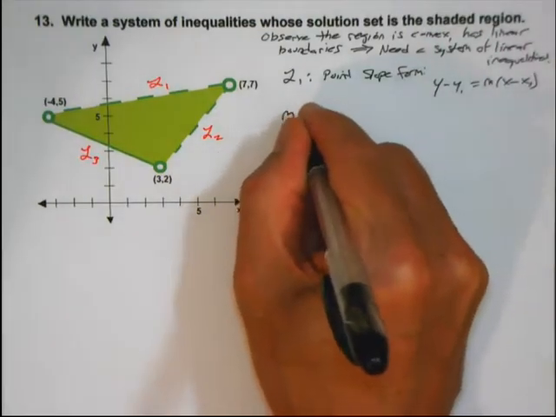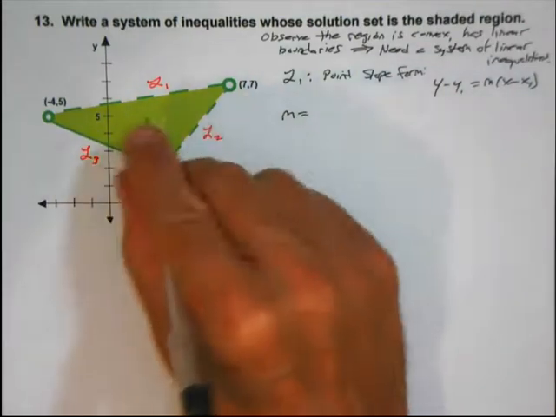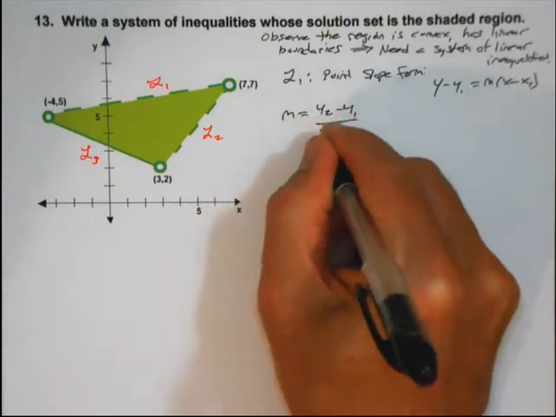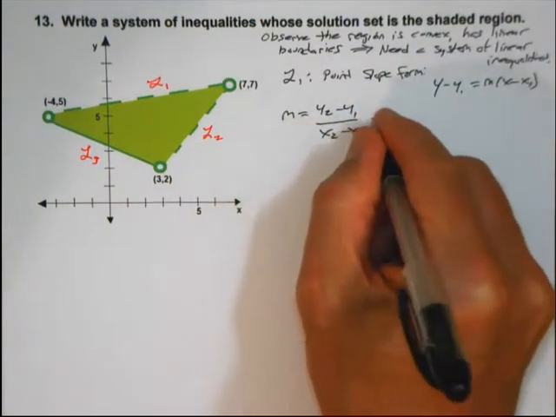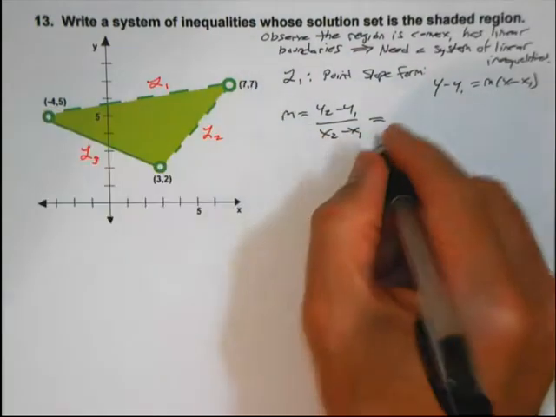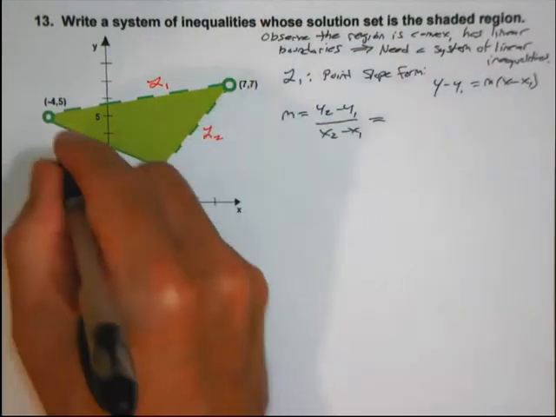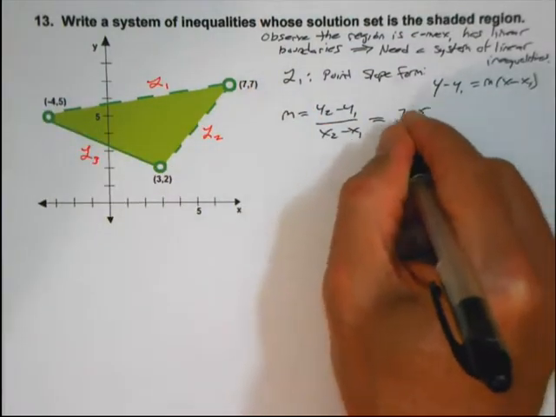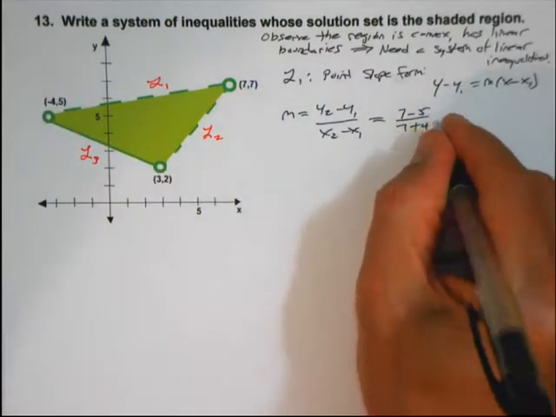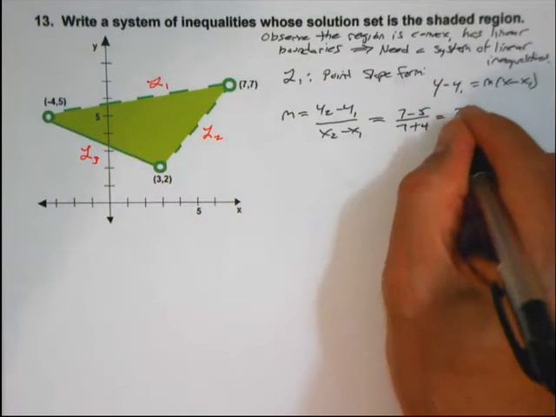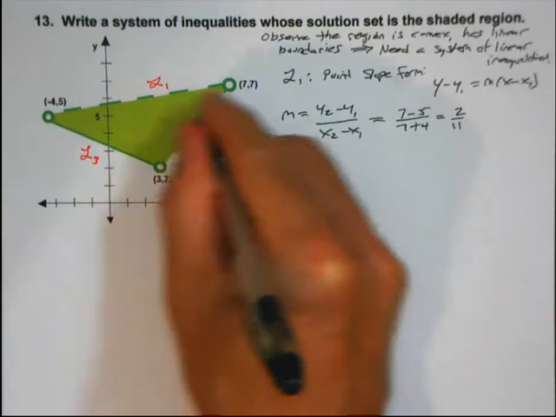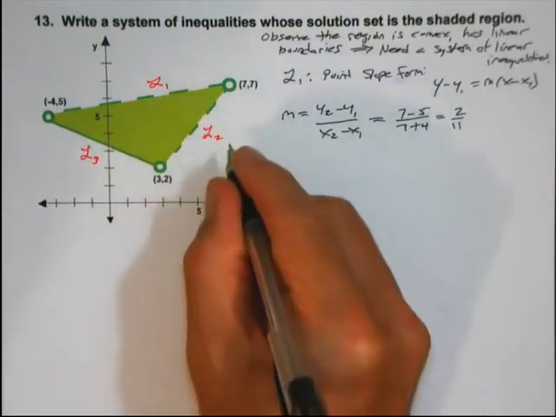So m could equal, in this case, y sub 2 minus y sub 1 over x sub 2 minus x sub 1. Call this the sub 2, call this the sub 1 point, and then we'd have 7 minus 5 over 7 minus negative 4, 7 plus 4 in other words. This gives us 2 over 11, and if we look at that line, yeah, 2/11ths, a slightly positive slope, makes sense.